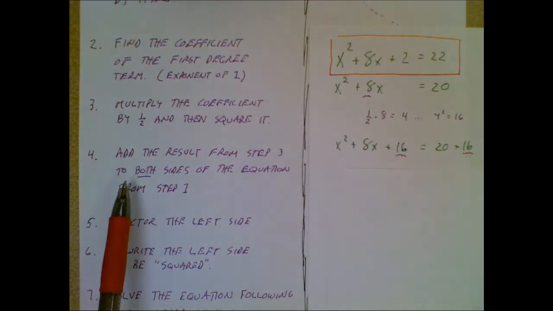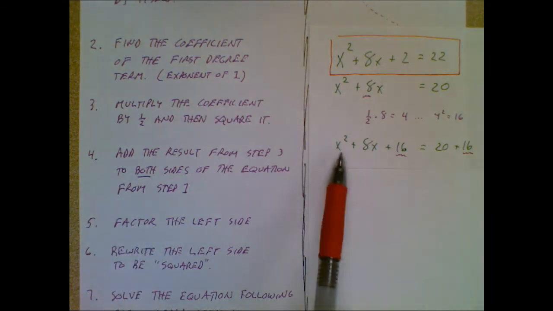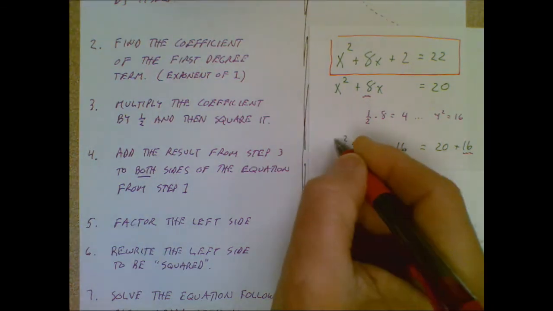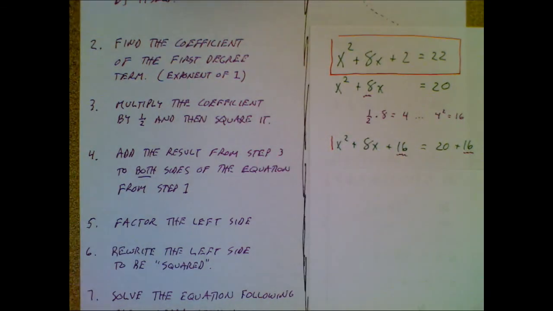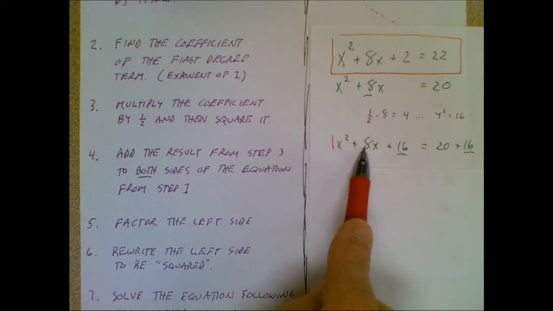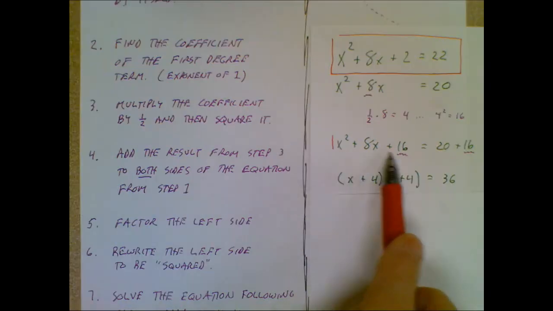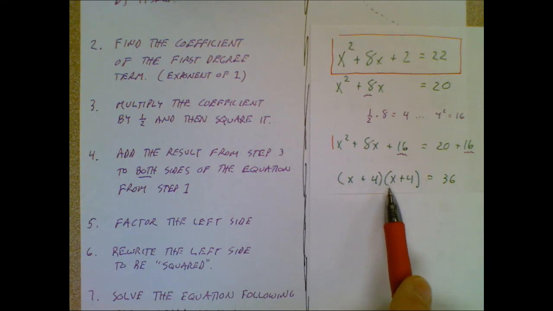Once I've done that, I'm now down to step 4. No, I'm not. I'm down to step 5. Factor the left-hand side. This is very factorable. It's a leading coefficient of 1 style factoring. So I say, what two numbers multiply to 16 but also add to 8? That number is going to be 4. And you're going to start to notice patterns about these problems. So this factors into x plus 4 times x plus 4.